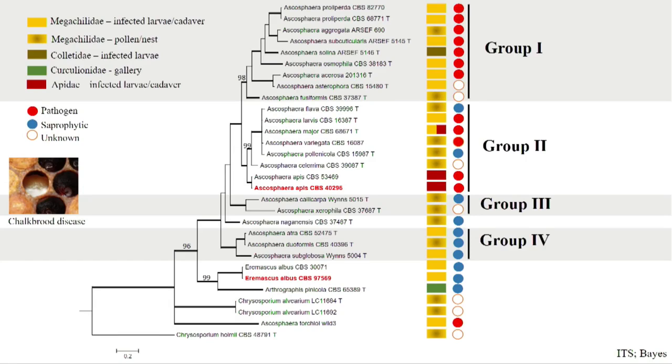And in this group, 2 species, Apis and Aggregata, are commercially important because they are infecting bees mostly. Otherwise, the group members can be found as saprophytic or pathogenic. They are mostly related with solitary bees.